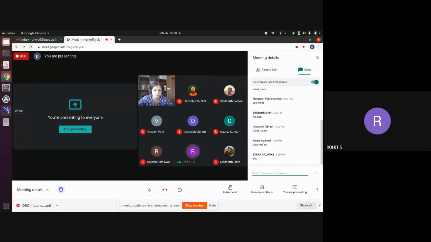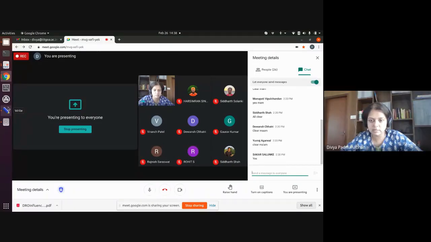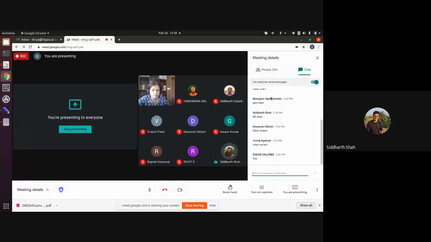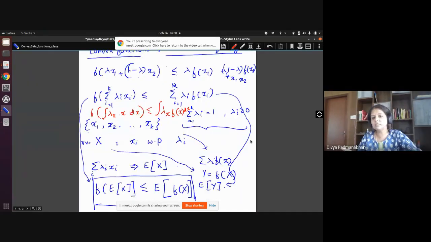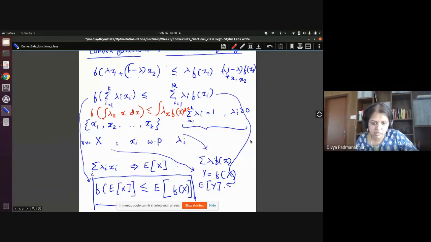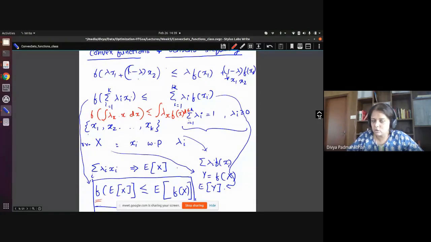No questions, ma'am. Okay, so Rohit is clear, and the others? Ma'am, is there any intuition behind this inequality? So yeah, the intuition is just about the convexity of the function, basically. It's exactly the same thing, just extending this to larger spaces. But apart from this, I think the intuition just comes from the convexity. I don't think there's any other intuition here.